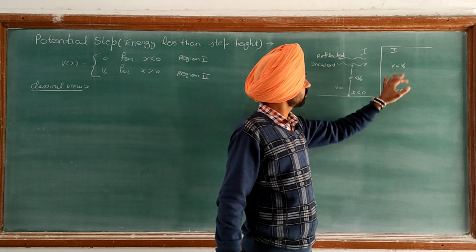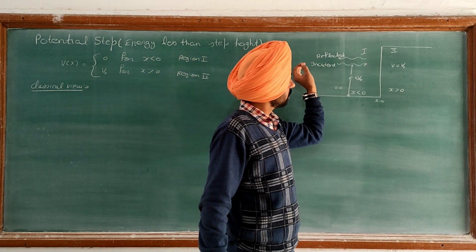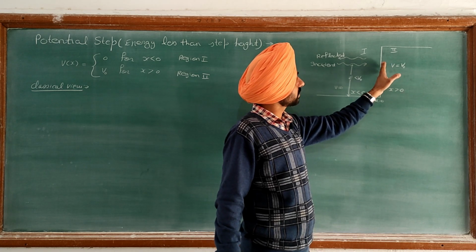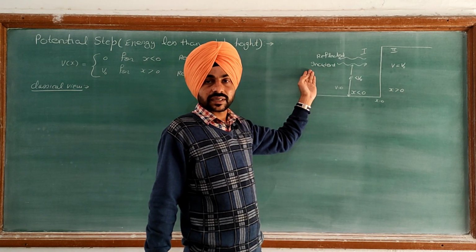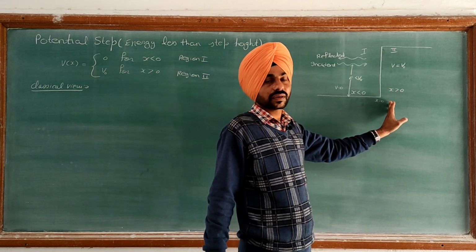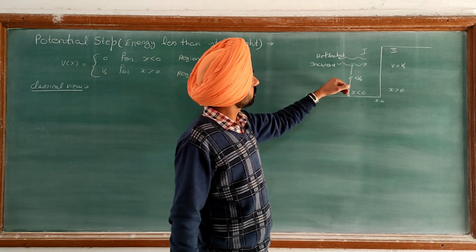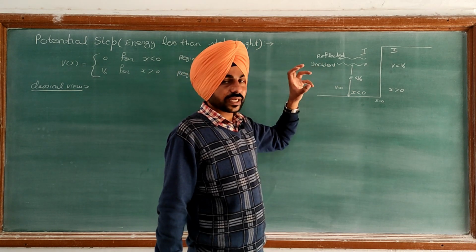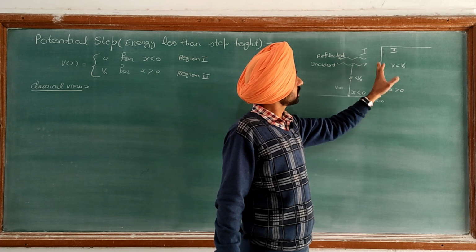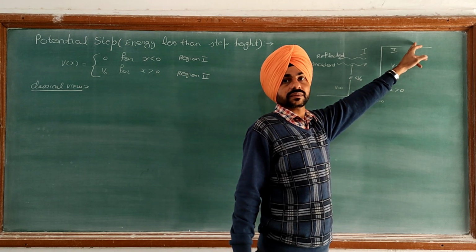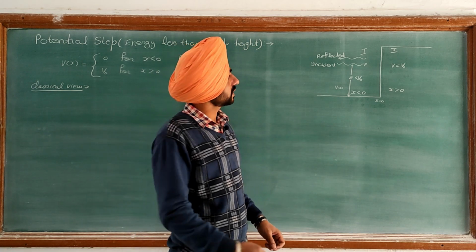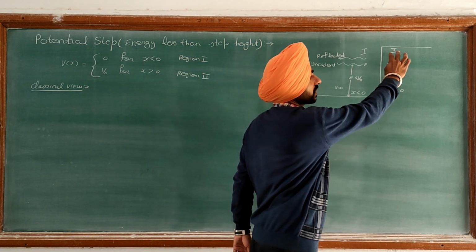So this is like a ball. If you throw a cricket ball or tennis ball on this wall, it will be reflected if the height of that ball is less than the height of this wall. But if the height of the cricket or tennis ball thrown is greater than the height of this wall, then it will be transmitted. You can say it reaches region 2 classically.